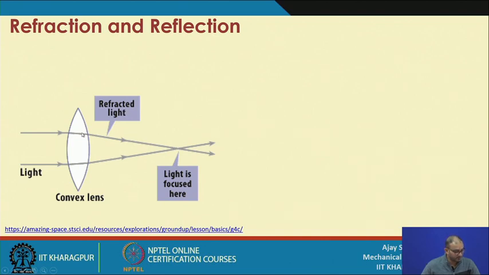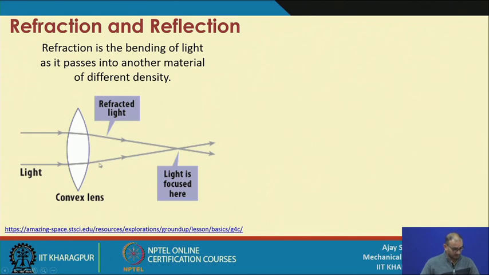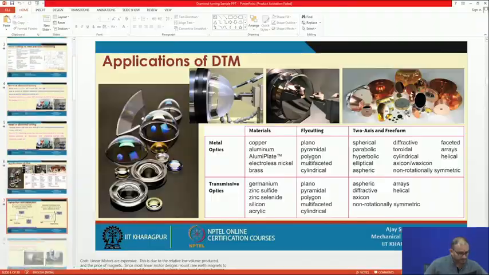When light is passing through the object, it will bend, and after bending it will coincide at one location, depending on how many rays are coming from the left direction. So, you need a focus point here. Refraction is the bending of light as it passes into another material of a different density. The air density is different, this workpiece material's refractive index is different, and then you get the light focus.